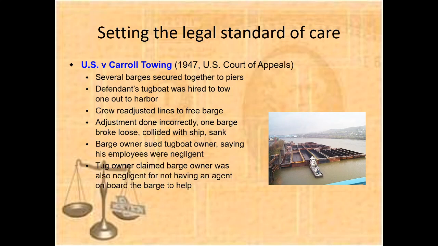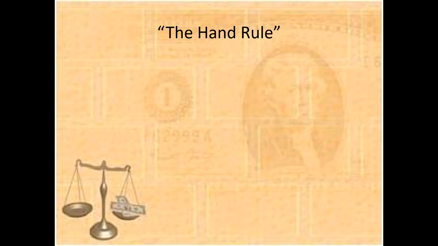The barge owner sued the tugboat owner, saying his employees were negligent, and the tugboat owner claimed the barge owner was also negligent for not having an agent on board the barge to help. So this is the mutual response to the suit. Both the barge owner as well as the tug had talked about the negligence rule. So the question is: was it negligent to not have a bargee on board? Some employee has to be there in the barge is the concern of the tugboat owners, but at the same time, the negligence of the tugboat owners is also being questioned.